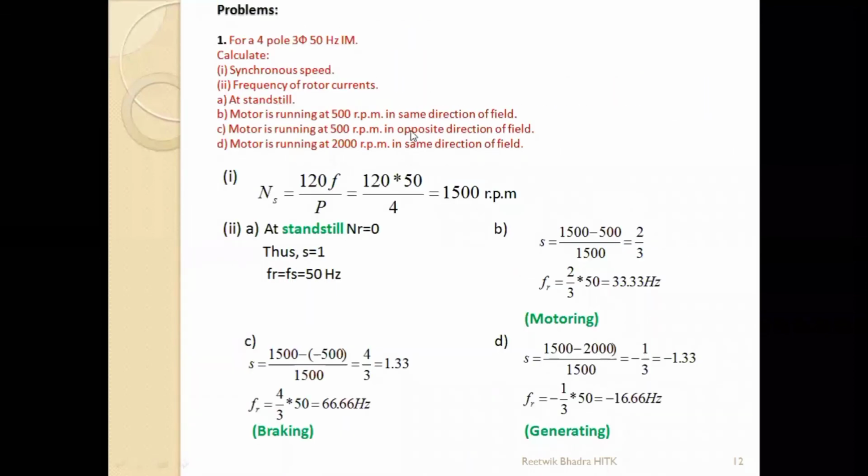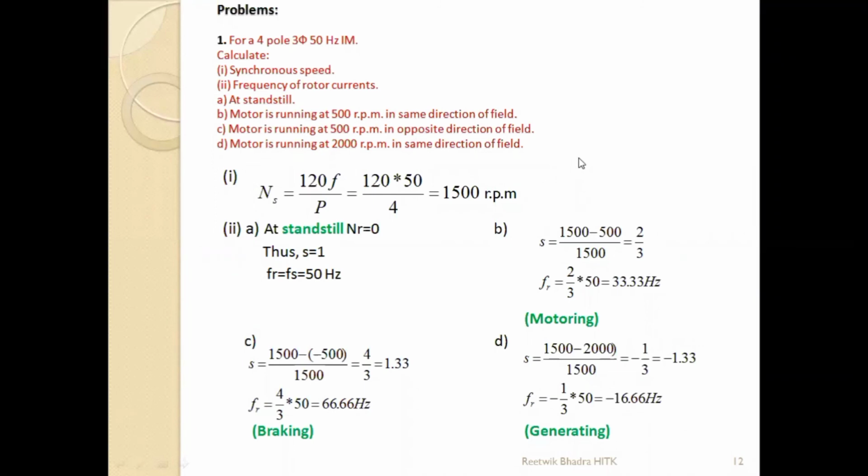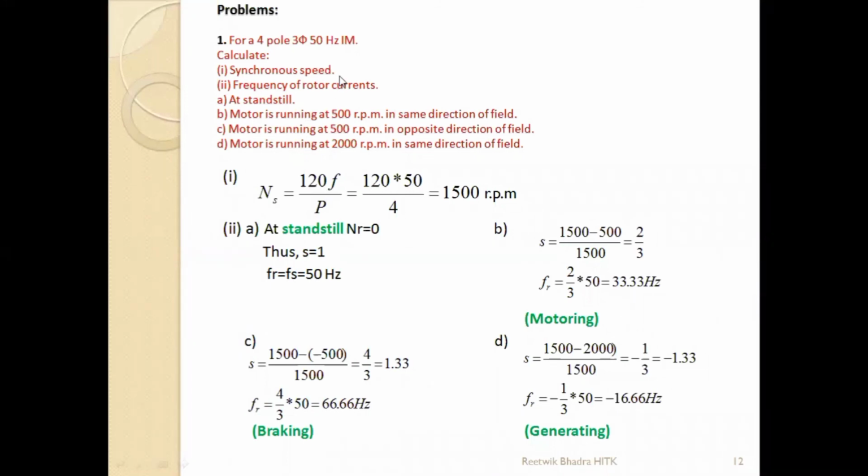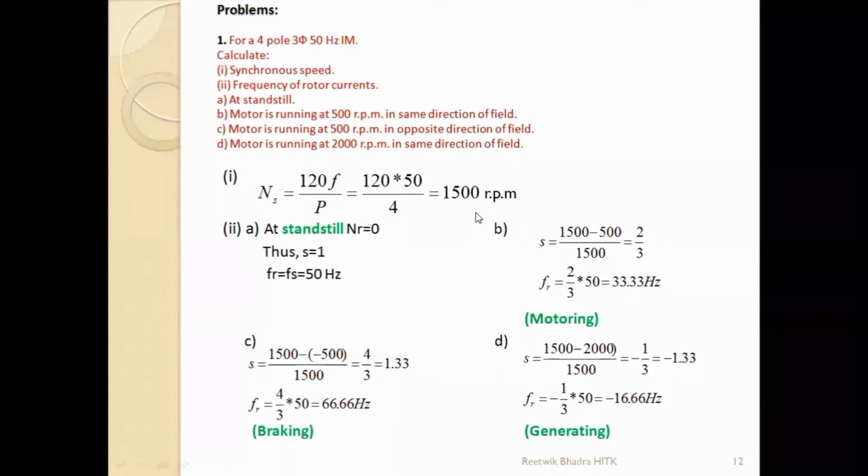Next, I have taken two problems. Very quickly, we'll go through it and understand some calculations. We have a 4-pole 3-phase 50 Hz induction motor. Calculate synchronous speed. You know the formula: ns is equal to 120 f by p, so 120 into 50 by 4, as given in the question, that is 1500 RPM. Now the frequency of the rotor current is s into fs.